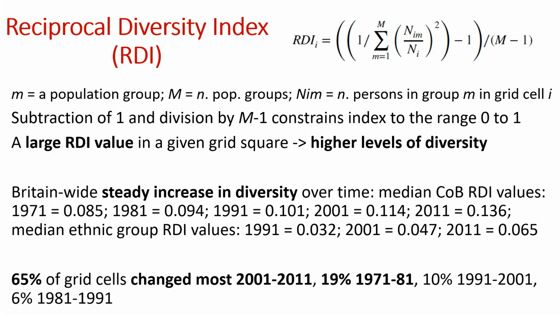But one thing I should say, sorry, this is for country of birth, and then underneath you can see the median ethnic group RDI values as well. Remember that country of birth captures the diversity of countries of origin, okay? And I think that's something important to emphasize before I show you the maps in the next slide. This includes recent immigrants, but also people who made their home in Britain many decades ago, including before our study began, so people for whom most of their lives have been spent in the UK.